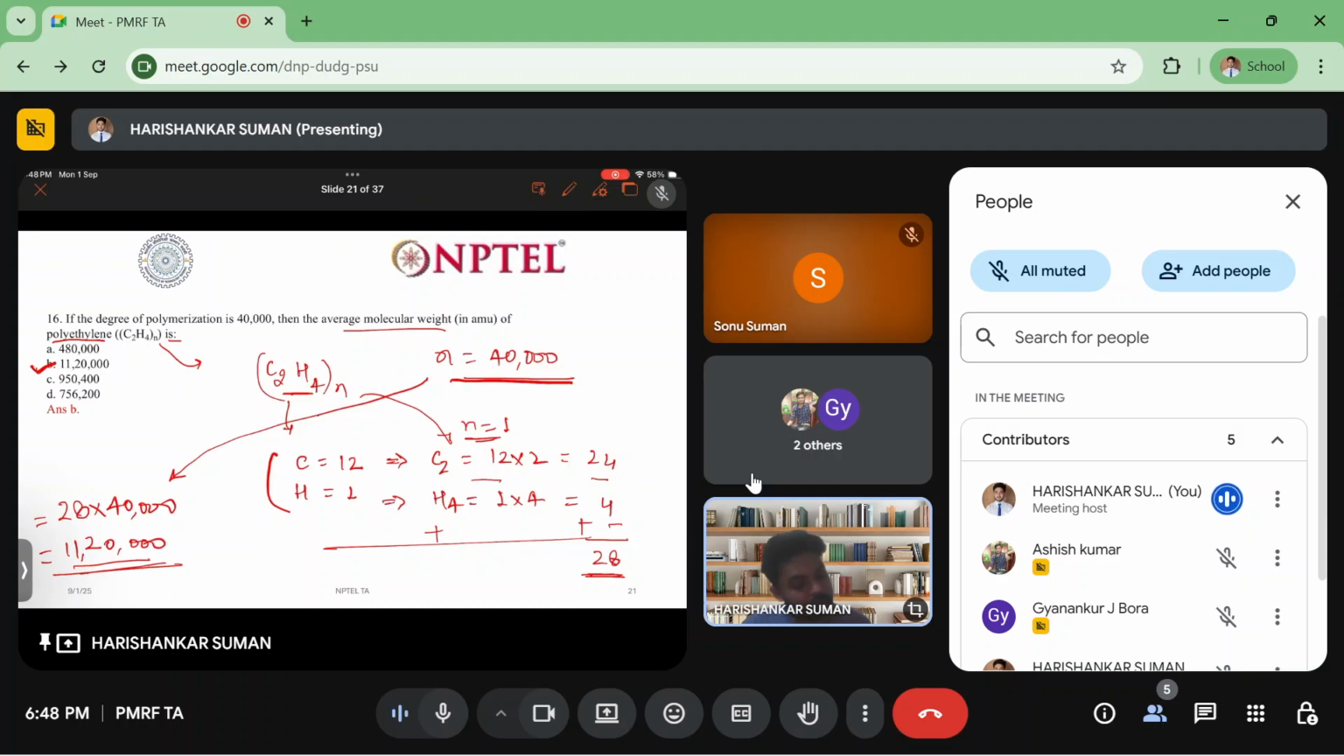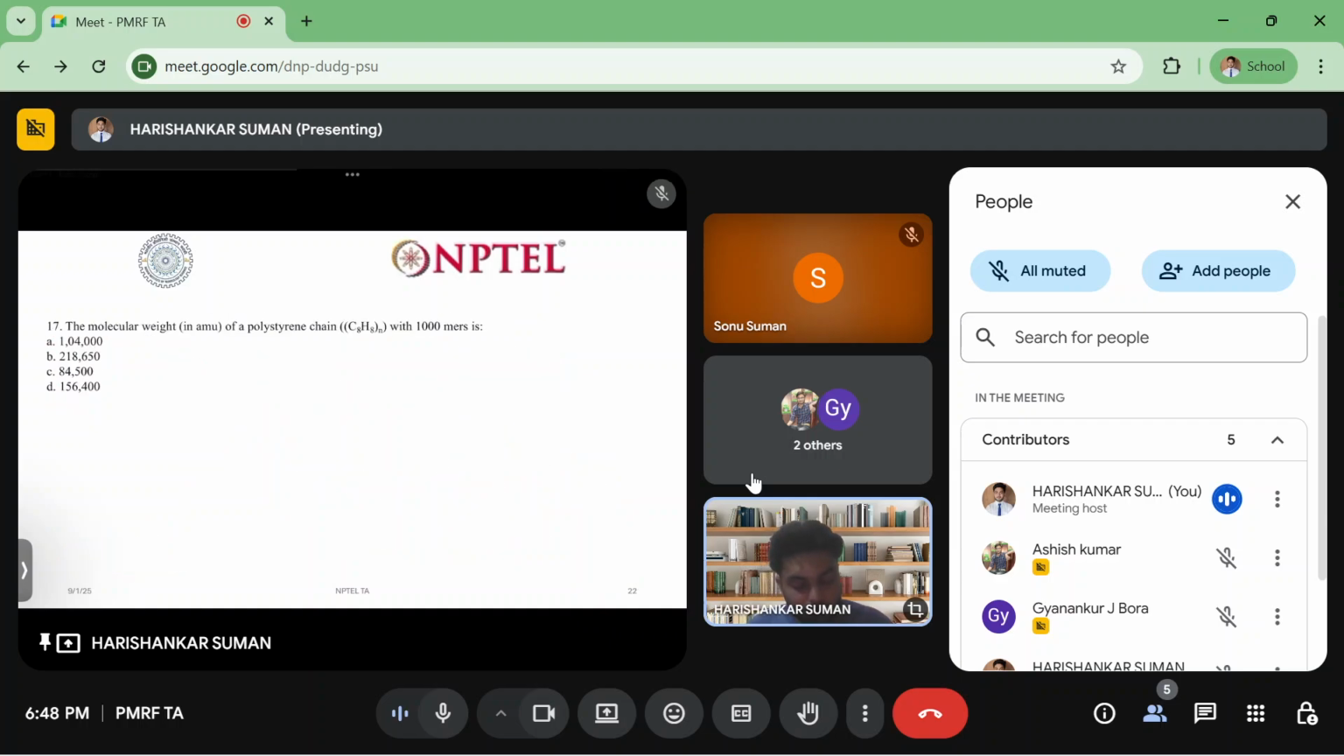For n equal to 1, it is 28. Now we have n equal to 40,000, so multiply by 50,000 and we will get your answer. Correct answer. So let's move on to the next question.